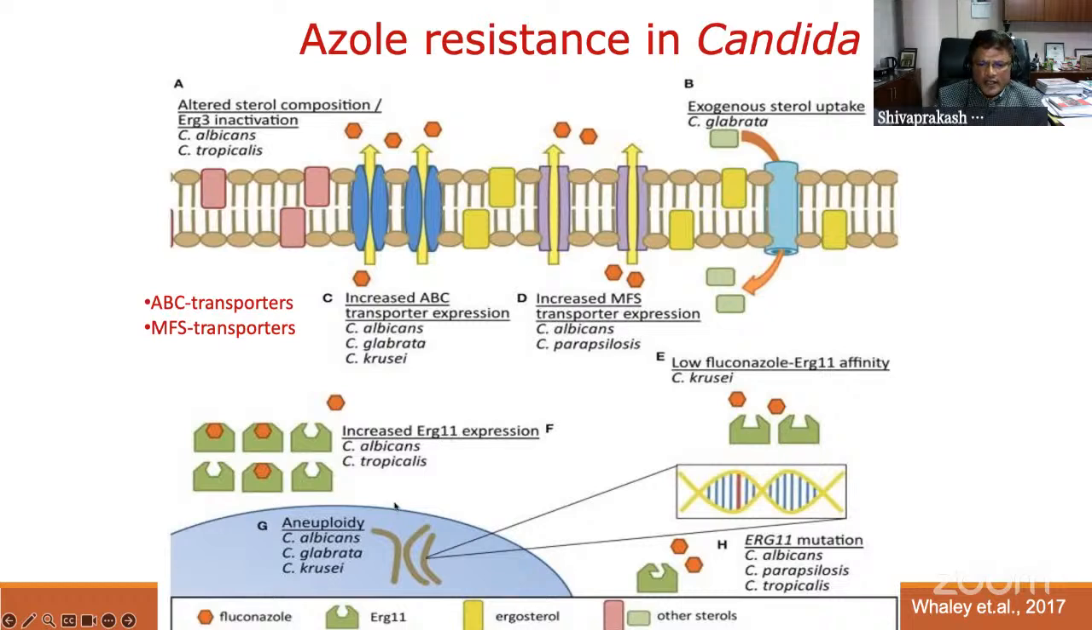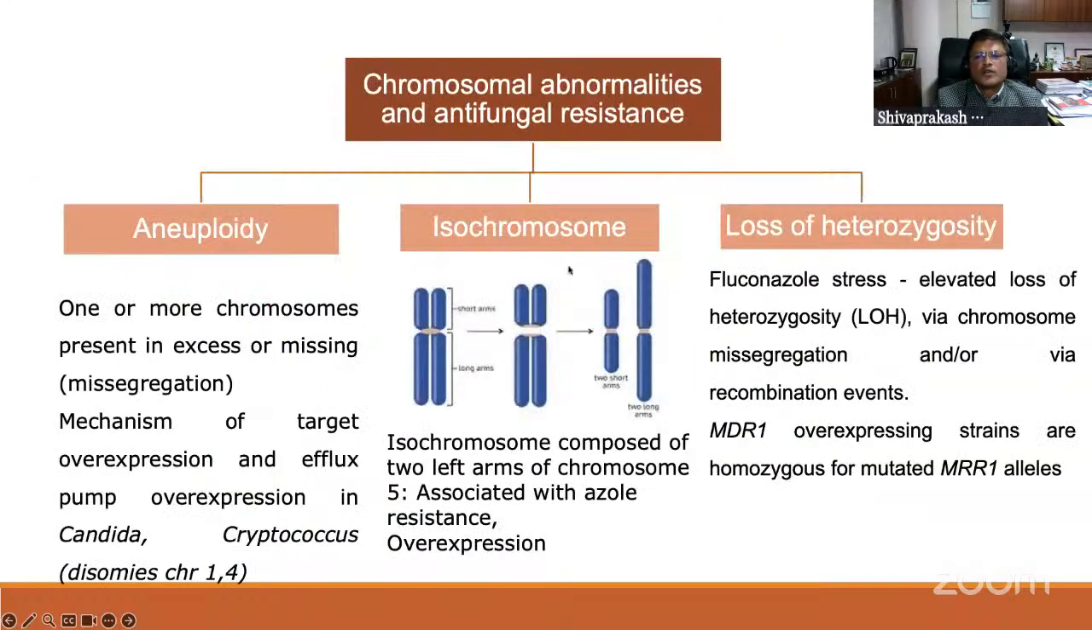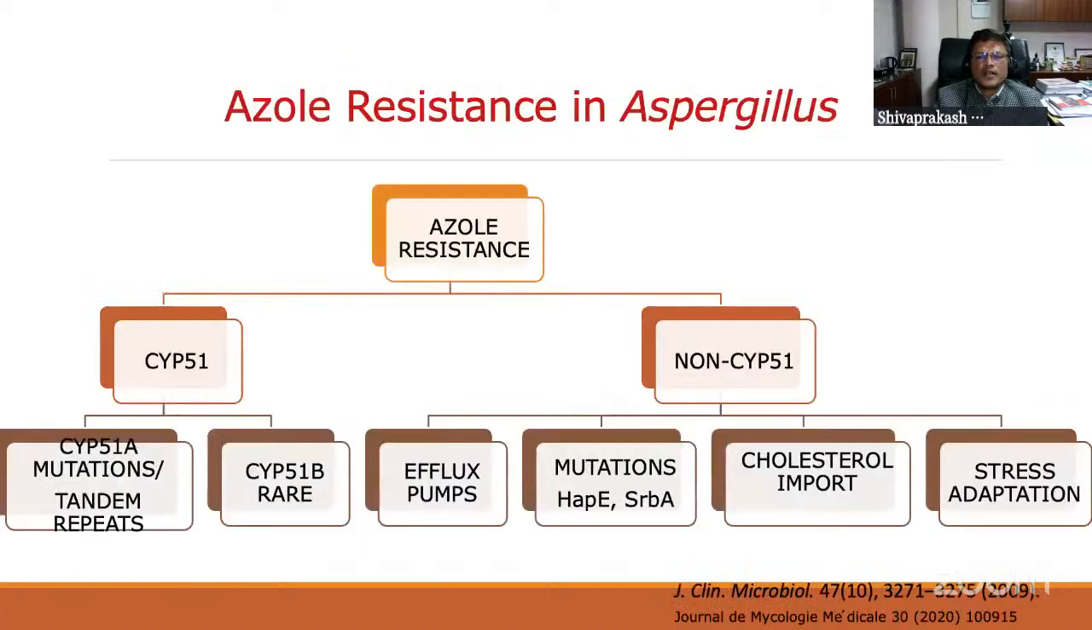In addition, you have aneuploidy and mutations, isochromosome formation, and heterozygosity. I don't think these are very important for undergraduate or postgraduate level, but still aneuploidy, isochromosome formation, and heterozygosity are also important factors in causing resistance.